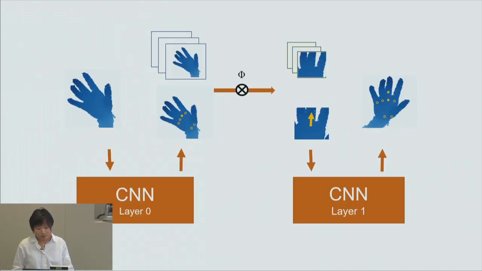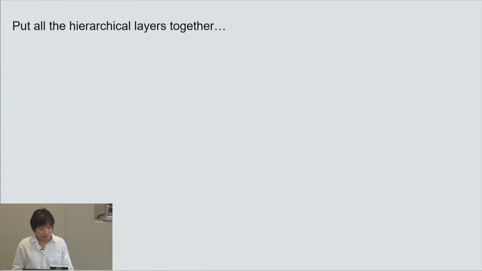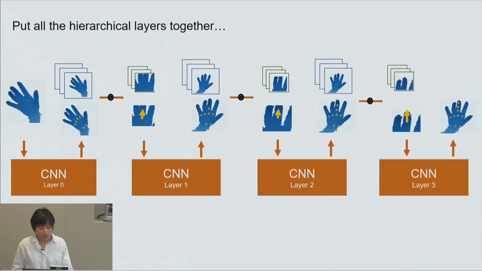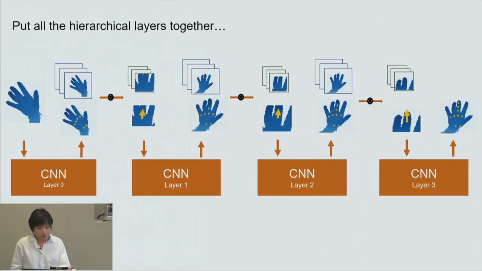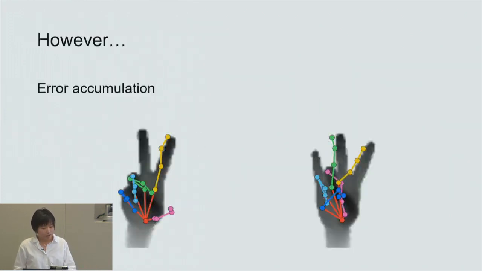So the spatial attention module is actually between two successive layers in our hierarchy. It transforms the output joint locations to a patch and aligns it. So if we put all the hierarchy layers together, we can get the whole pose. However, in this slide, if one of the estimators is wrong, the following estimation will be wrong. So there exists error accumulation in our method.